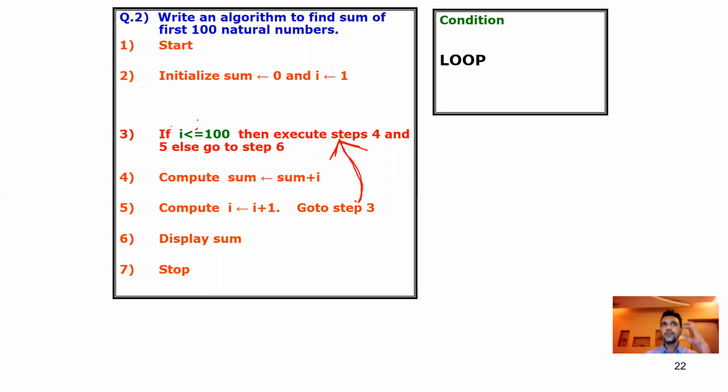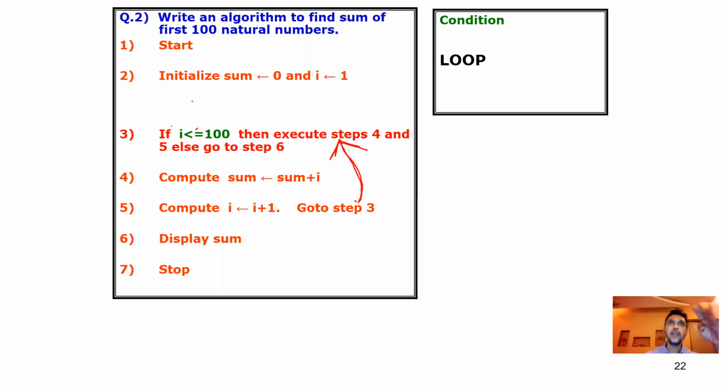Now let me try to convince you, let me explain what will happen if you're using a different color. Listen to me very carefully. After a month or two, when you open your notebook and you're going through this algorithm, you will see this condition, i less than equal to 100, in a different color.